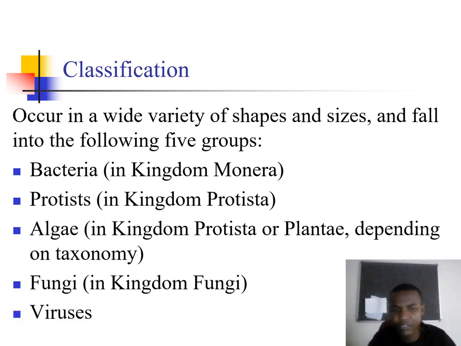The classification of these microorganisms can be based on shapes. They are divided into a variety of shapes, and these give rise to the five groups below, which are the bacteria, the kingdom Monera, and the protista kingdom.